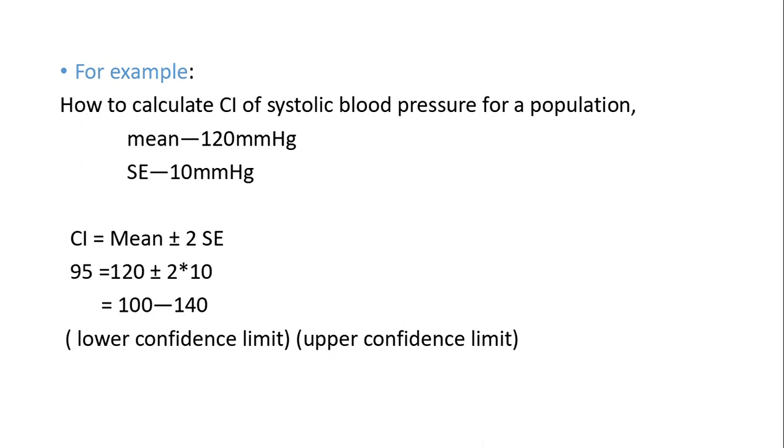For example, how to calculate CI, confidence interval, of systolic blood pressure for a population. Mean is equal to 120 mm of Hg. SE, standard error, is equal to 10 mm Hg. So confidence interval is mean plus minus 2 SE. Confidence interval is found to be 95%, that is 95% is equal to 120 plus minus 2 into 10, is equal to 100 to 140. So the lower confidence limit is 100 and the upper confidence limit is 140. So systolic blood pressure is between 100 to 140, that is the 95% confidence interval.